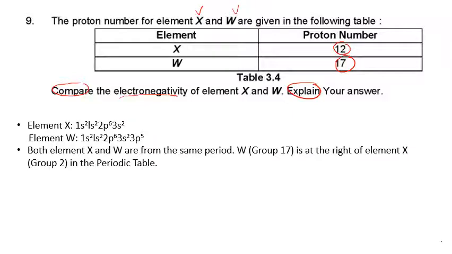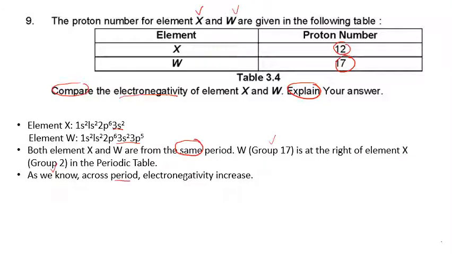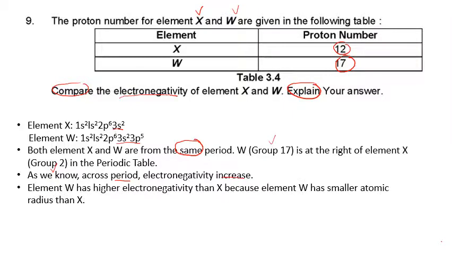Okay, so based on this electron configuration, it's very obvious, up to 3s2 3p5 and then also 3s2, that they are from the same period, where element W is in group 17, while element X is in group 2. Okay, so as we know, across the period, electronegativity increases. So in this case, we can come to the conclusion that W has higher electronegativity.